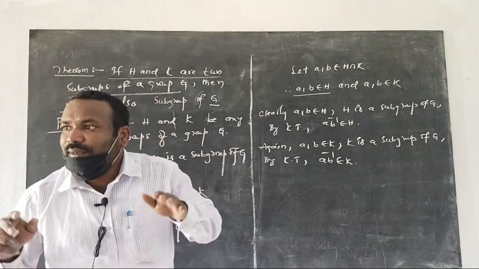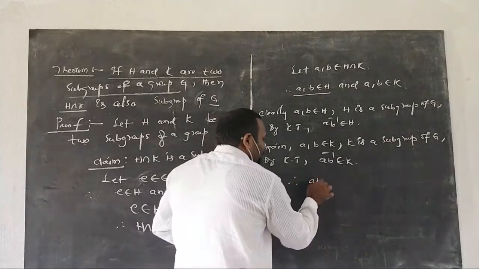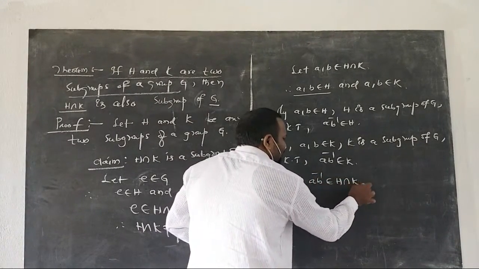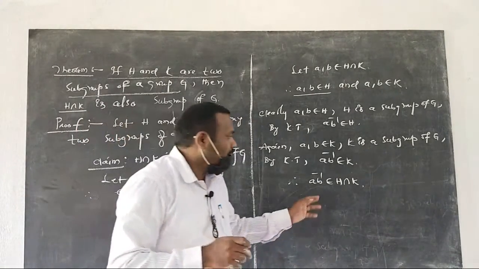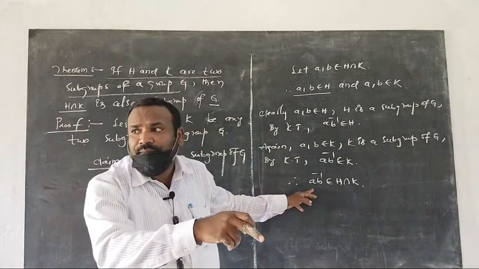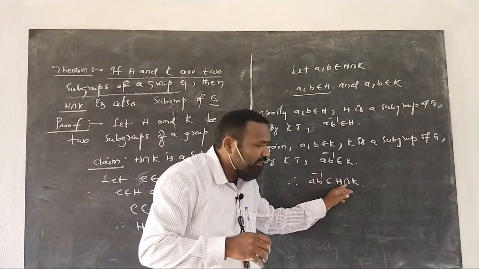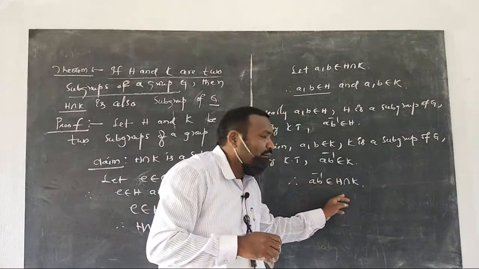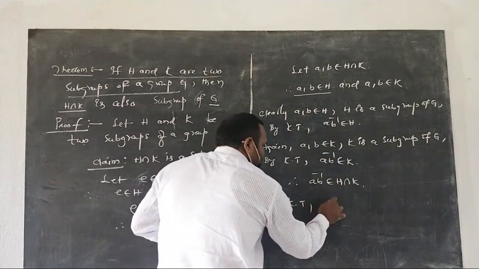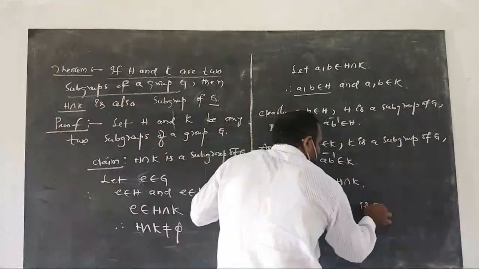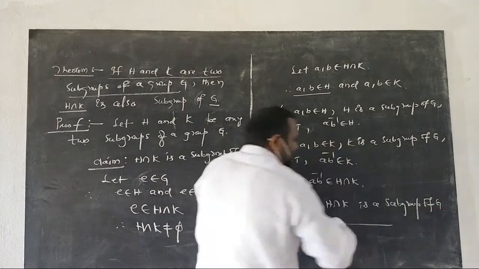That means what? AB inverse lies in their intersection. Therefore, AB inverse belongs to H intersection K. This means, by the previous theorem in the sufficient part, if AB inverse belongs to H intersection K, then H intersection K will become a subgroup. By the previous theorem, H intersection K is a subgroup of G. This is the end of the theorem.